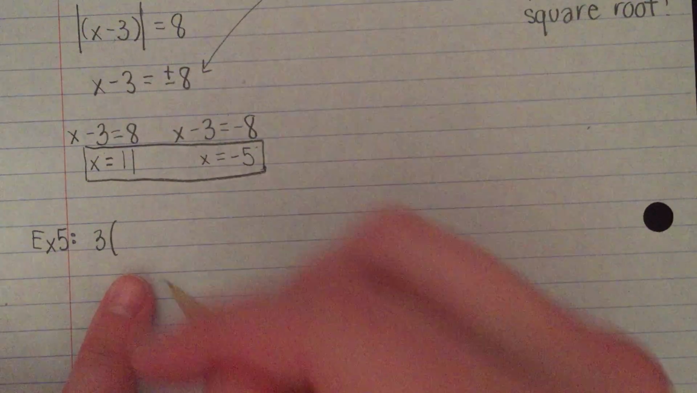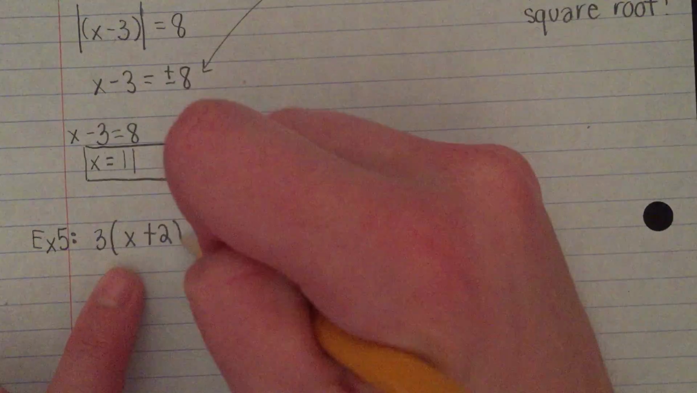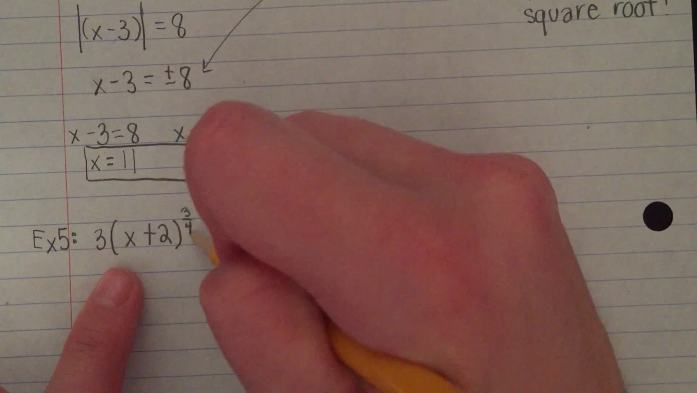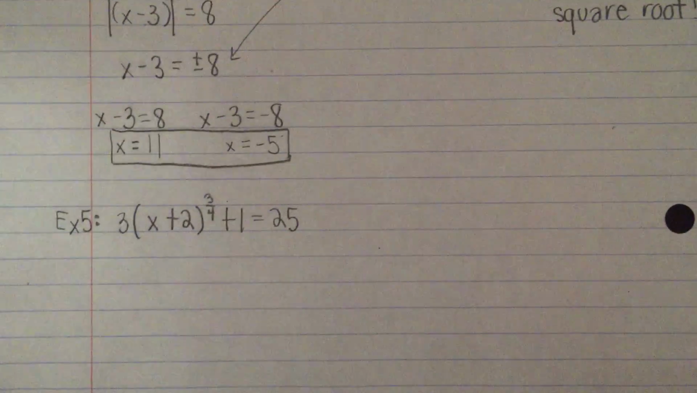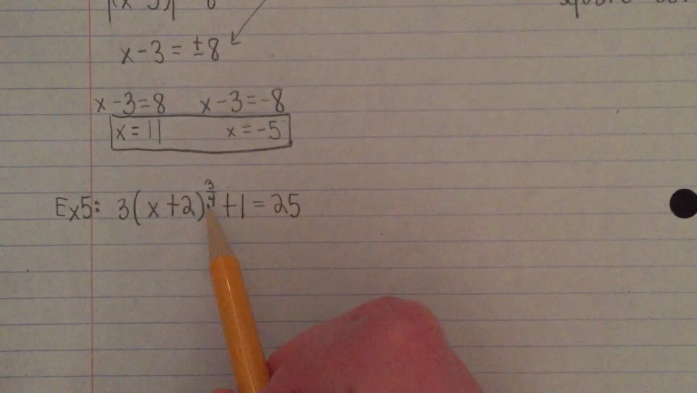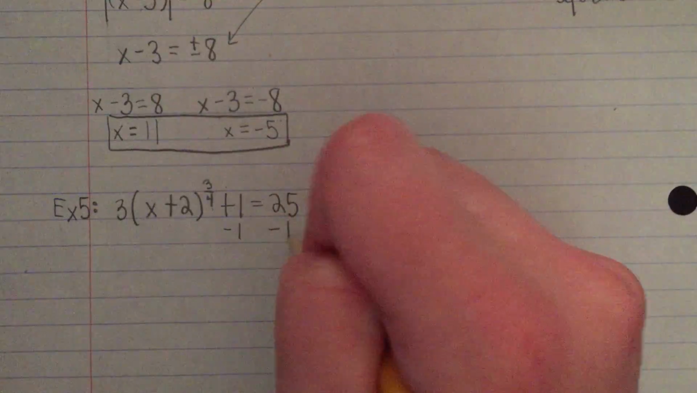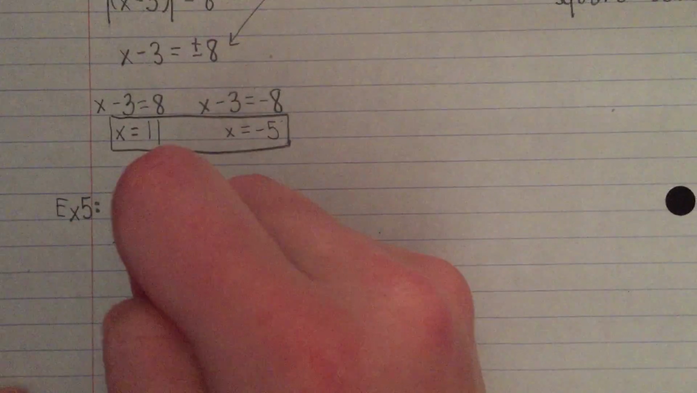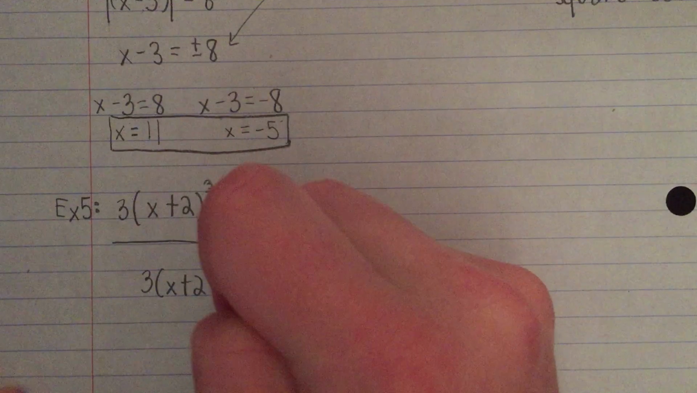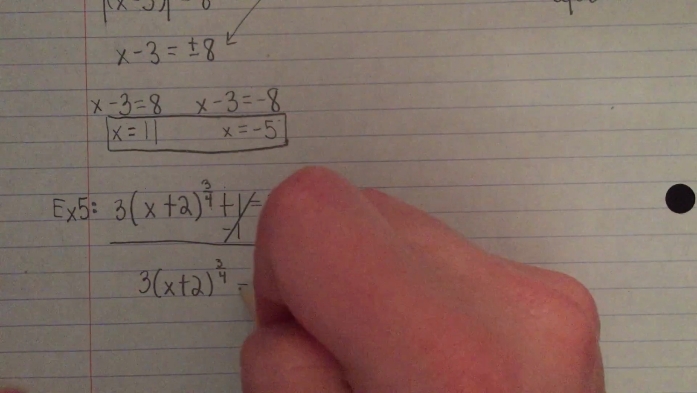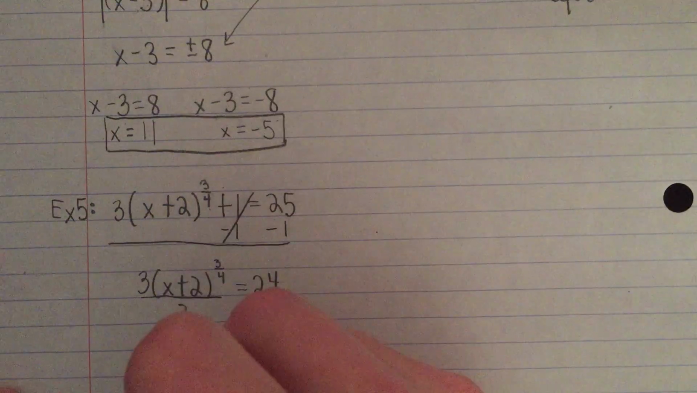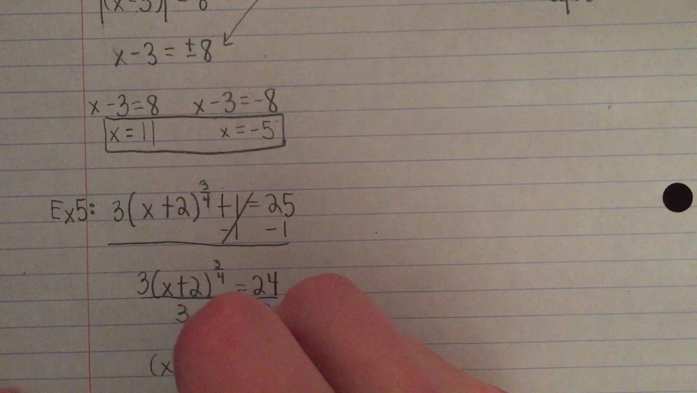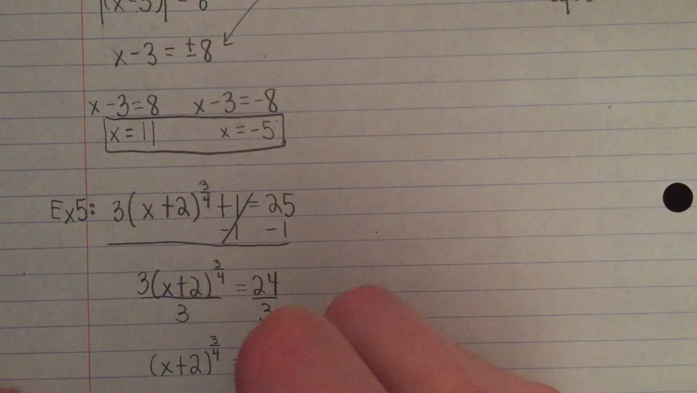I have a different problem like this. 3 times x plus 2 raised to the 3/4 plus 1 equals 25. Before I begin on this one, even if I do want to use the long method of converting it, I've got to get the radical by itself. So I've got a minus 1, minus 1. So here I've got 3 times x plus 2 raised to the 3/4 equals 24. And then I've got to divide by 3, divide by 3. So x plus 2 raised to the 3/4 equals 8.